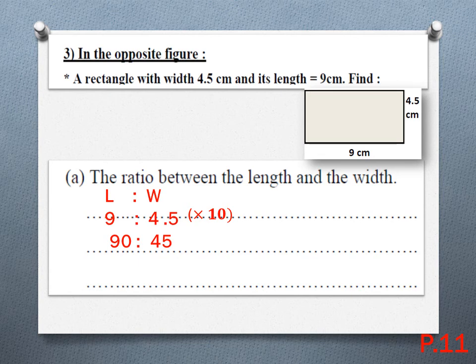9 multiplied by 10 equals 90. 4.5 times 10 equals 45. We have 0 and 5 in the units, so divide by 5. 90 divided by 5 equals 18. 45 divided by 5 equals 9. Even and odd, we divide by 3 or 7 or 9, but here we divide by 9 to get the simplest form, 2 to 1.